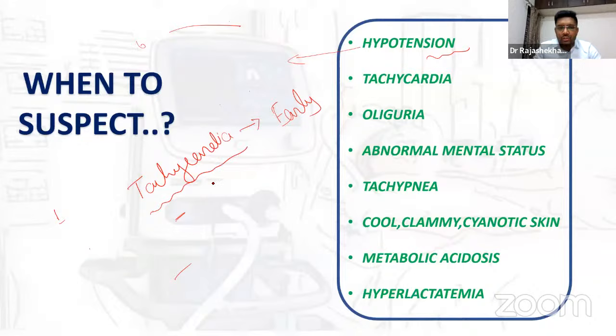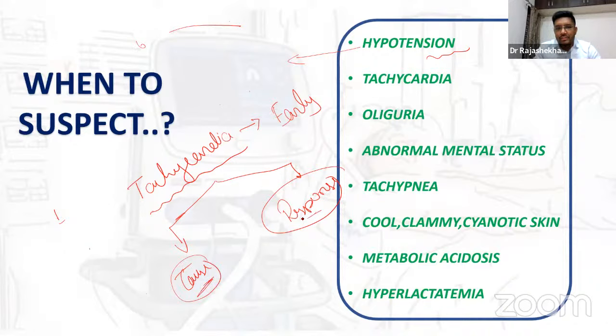But one thing you should identify here is whether your tachycardia is a cause of the hypotension or a response to the hypotension. How will you identify whether this tachycardia is a cause of this hypotension or a response to this hypotension? The one basic formula which I follow is when the heart rate is more than 170, it is a cause of hypotension and it is not the response.